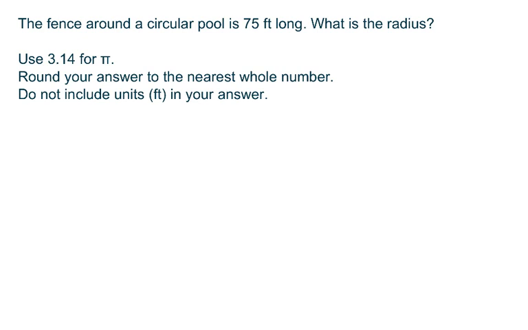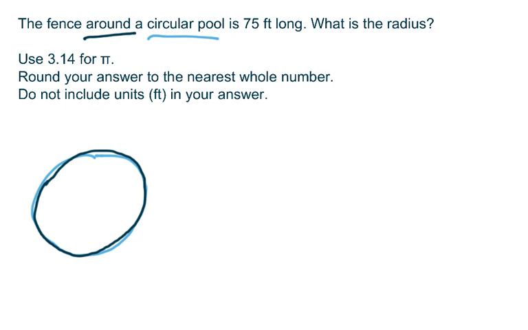So for me, with this kind of problem, the best thing I can do is start with a sketch. So there's my circular pool. And then it says that we're doing a fence around it. As soon as I hear "around" a circular item or object, I realize that I'm talking about circumference. And so what I know now is that the circumference is 75 feet.